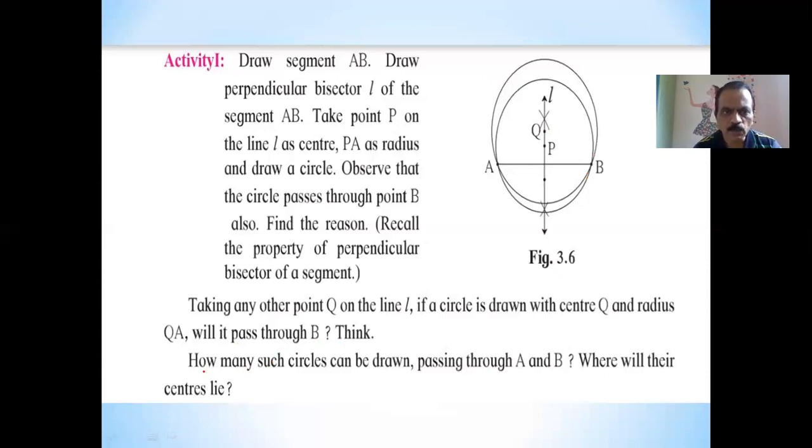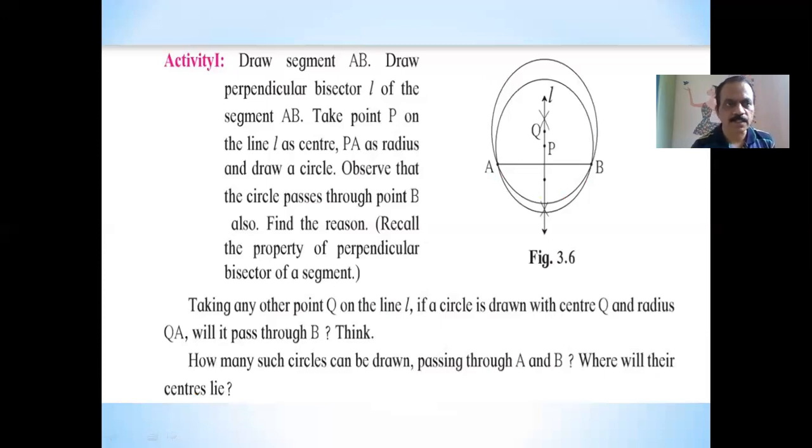Now, how many such circles can be drawn passing through A and B? Where will their centers lie? That means we take any one point on that line and draw the radius from that point to the endpoints A and B. Then many circles can be drawn which pass through points A and B. This is the main point of the activity.